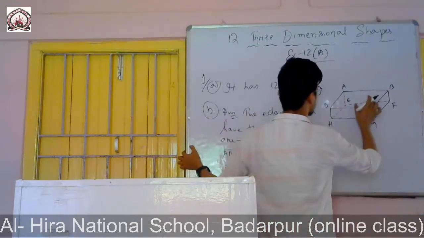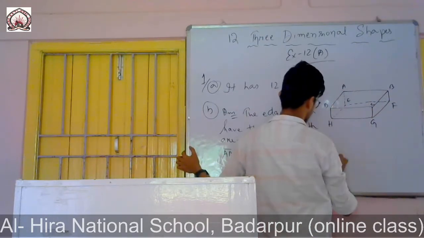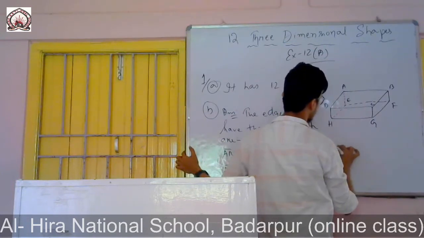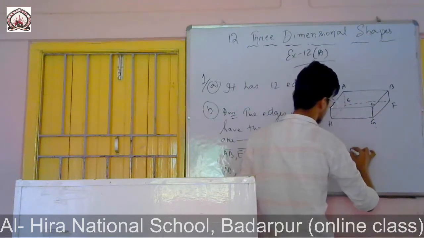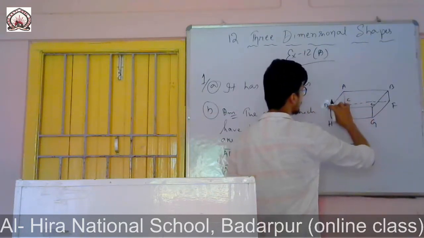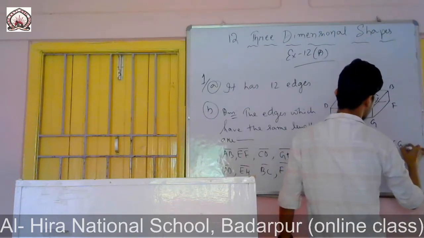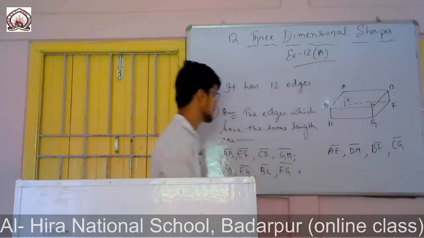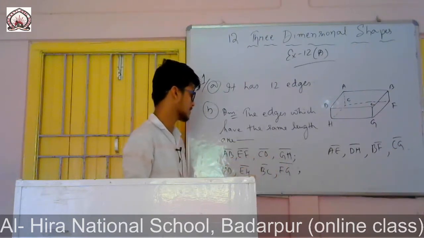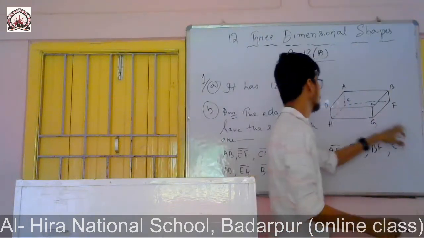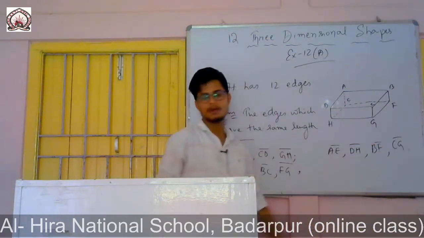Okay. Then this one finished, so this side left. You write in the next line, it will be AE and DH same. If these two are same, then these two also will be same, BF and CG. So these are equal. So 1, 2, 3, 4, 5, 6, 7, 8, 9, 10, 11, 12. So these are the 12 edges. These 4 are similar, these 4 similar, and these 4 similar.